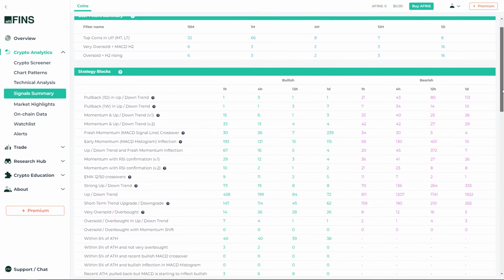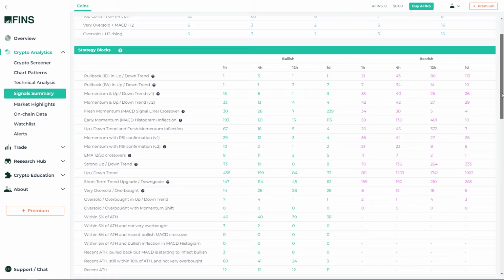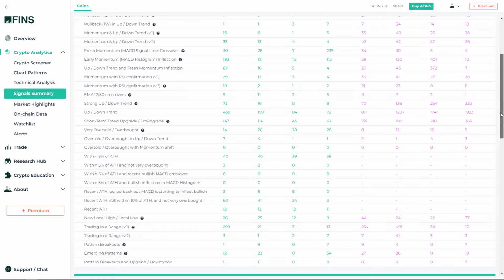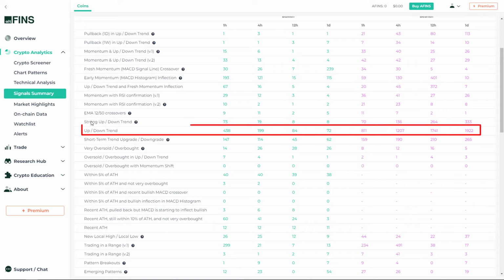On the signal summary page, we have dozens of preset market scans that you can use to build your strategies. They're basically already pre-built for you and you can modify them. But here in the first section, we can see how many coins are in an uptrend versus a downtrend. Only 72 on a daily time interval are in an uptrend, whereas almost 2,000, or 1,900, are in a downtrend. So clearly the market overall is in a downtrend.